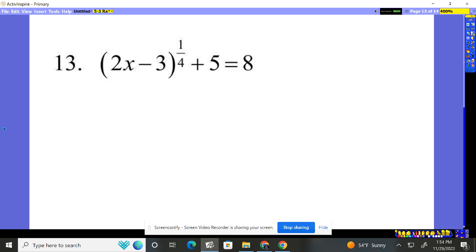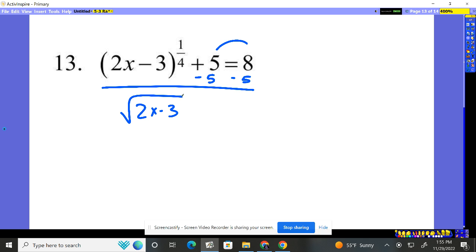All right, before I try to isolate, I need to move my 5 over by subtracting 5 from both sides. I have 2x minus 3. I'm going to do it this way this time. That's to the 4th power. 1/4 is just to the 4th there, equals 8 minus 5, 3. Now what am I going to do? I'm going to come here and raise him to the 4th, which means I'll raise him to the 4th.